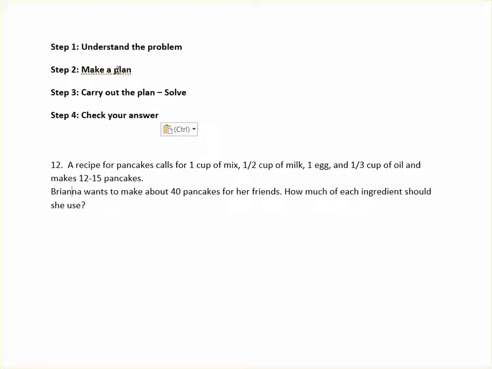Next is to make a plan. I might make a table for this one. And then I can put in the amounts for 12 to 15 pancakes, and then maybe I could double it, and maybe I could triple it, and then I could see if one of those numbers will be about 40. So let me set up a table. So my plan is going to be make a table.